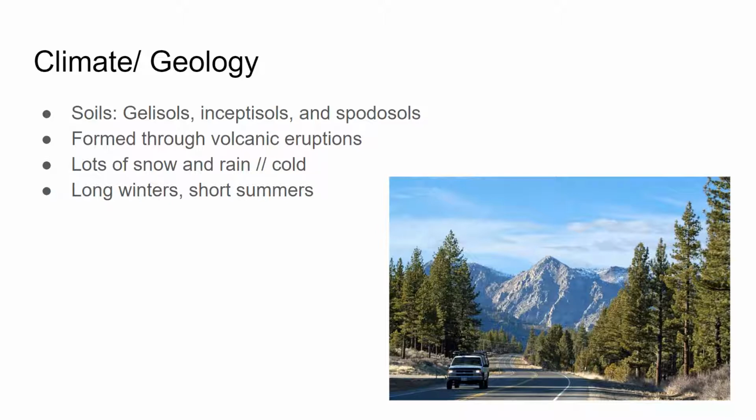Okay, so how is the climate and the geology of the Alpines? The soil is usually made up of a little bit of gelisols, but it's mostly made up of inceptisols with histosols under it. Every 1,000 meters of elevation, there's a 10-degree difference in temperature, and that is in Celsius. Depending on elevation and slope face direction, there can be lots of snow and lots of rain. Some of the seasons you can see here are long winters and very short summers, as well as weather extremes of being very cold and having lots of snow and lots of rain.